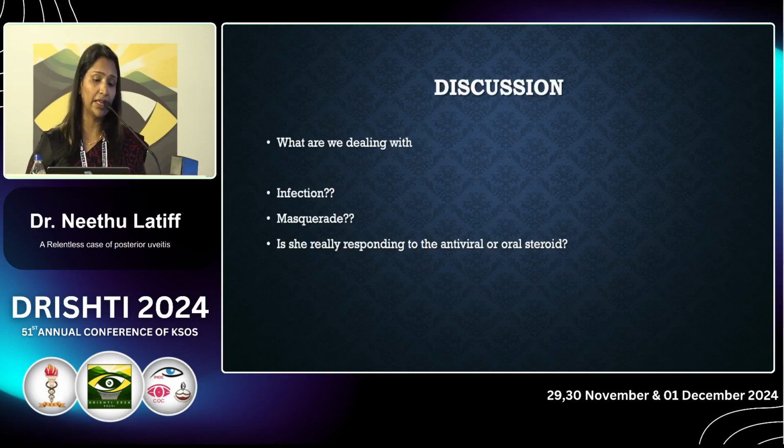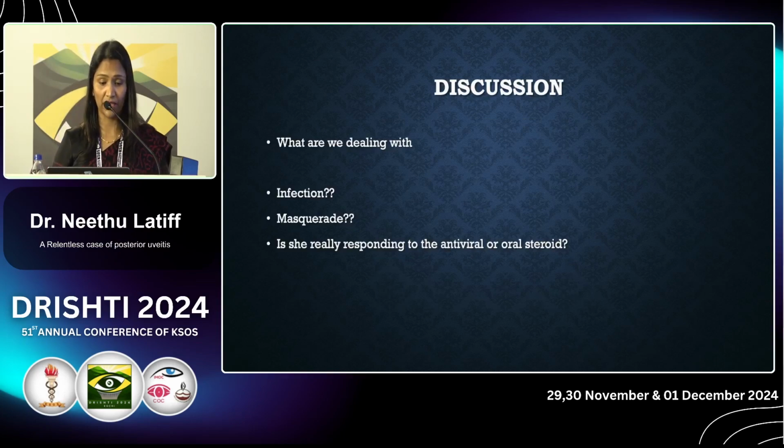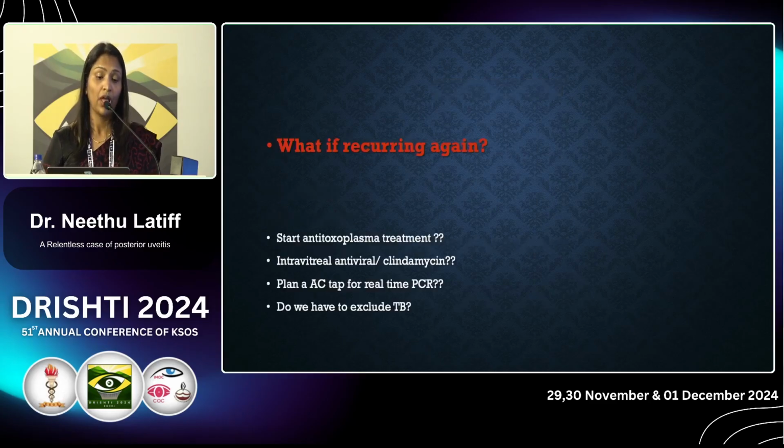So what are we really dealing with? Is it an infection or a masquerade? Or is she really responding to the antiviral or oral steroids? And what if it recurs again? Do we start antitoxo treatment or intravitreal antiviral or clindamycin, plan an AC tap for real-time PCR, or do we have to exclude TB in this case?